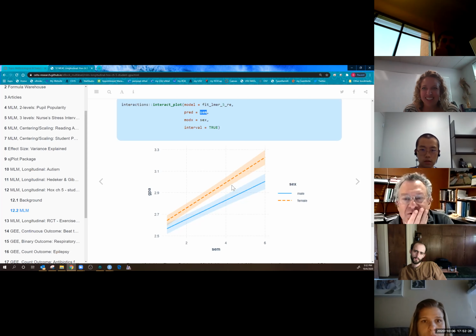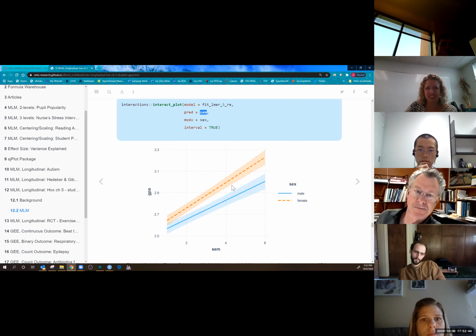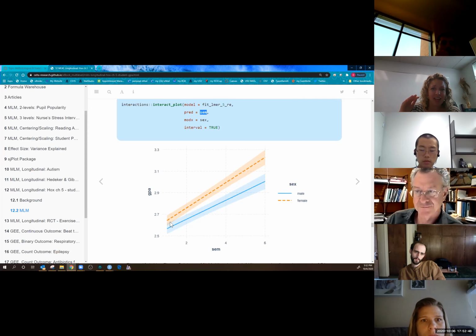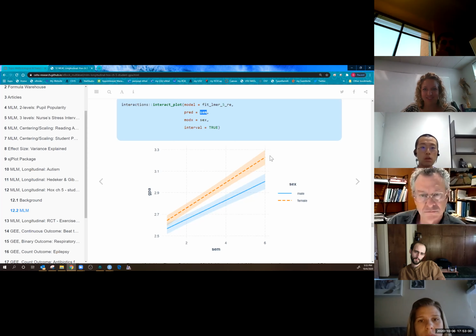Both sexes increase their GPAs over time, but the female students increase more. At the initial semester, females are slightly higher. Can't really tell if it's statistically significant because we have a little bit of overlap, but they start out slightly higher. But over the 6 semesters, even though males increase, the gap widens and females increase at a higher rate.